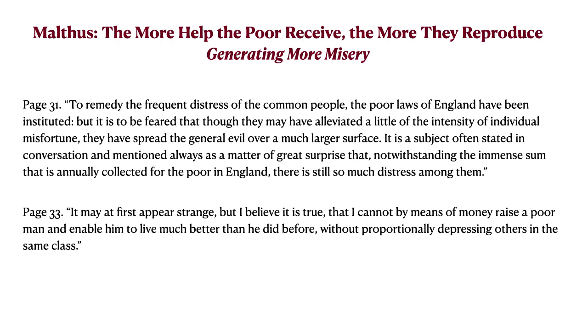In other words, we provide food and money to the poor, and what do we get? We just get more poor people, so this isn't working, or so he argued. And finally, page 33: "It may at first appear strange, but I believe it true, that I cannot by means of money raise a poor man and enable him to live much better than he did before, without proportionally distressing others in the same class." They're going to be distressed because the poor who have been provided food will have more children and undermine everything. One still sees very similar arguments being made.